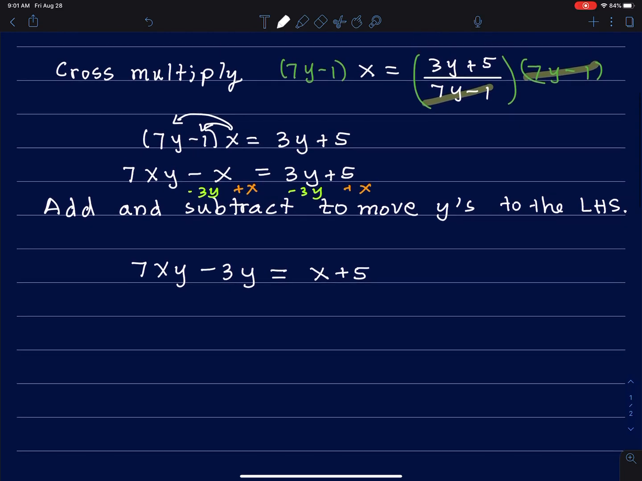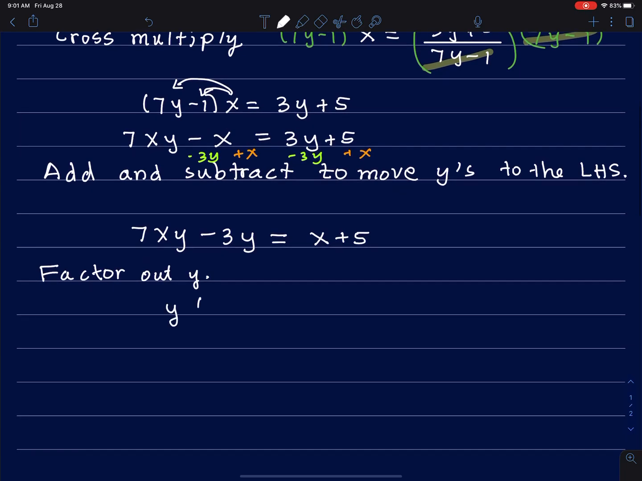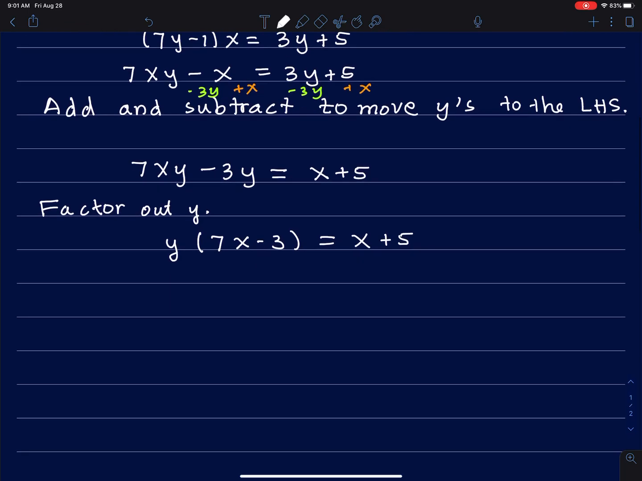All right, so now we have two terms and they have y's. What we're going to do is factor out y. Everything would go faster if I didn't write all these little notes here. And then finally, we divide.